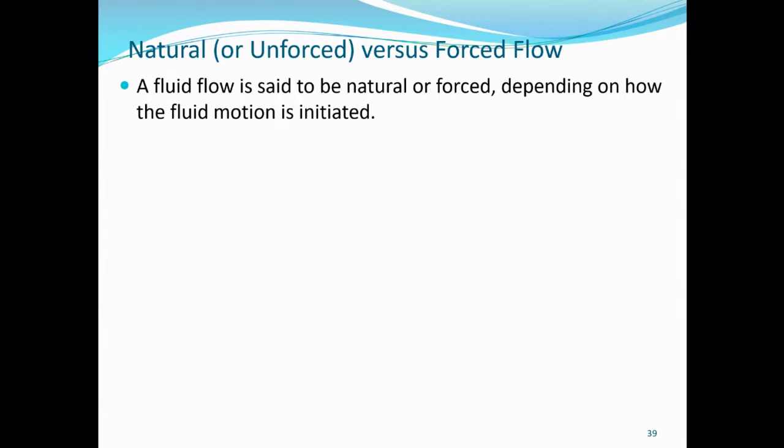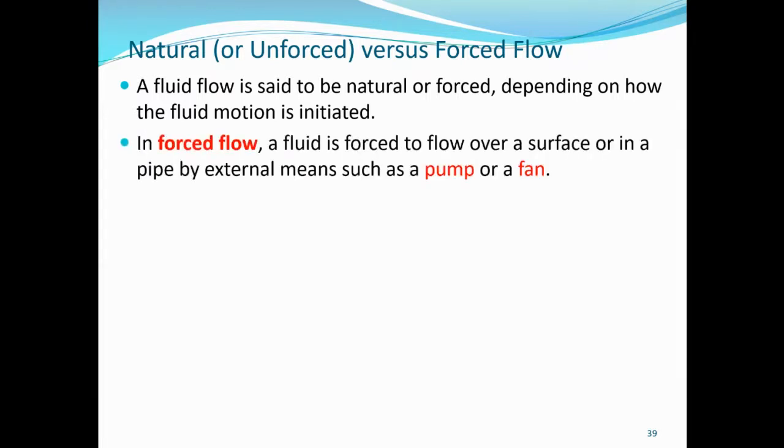Now we move to another type of flow, which we call natural or unforced versus forced flow. Here, a fluid flow is said to be natural or forced, depending on how the fluid motion is initiated. In forced flow, a fluid is forced, as the word says, you force something to flow over a surface or in a pipe by external means, such as a pump or a fan. You use a pump, usually. I told you about flow by gravity.